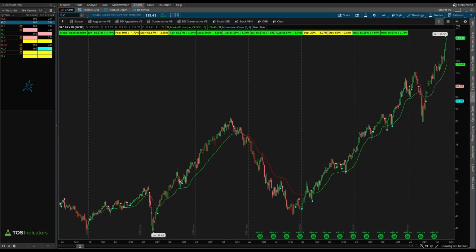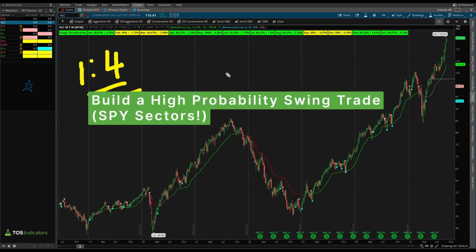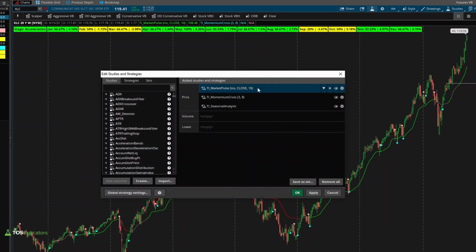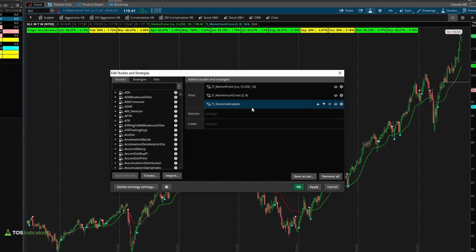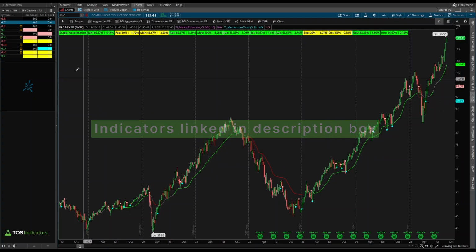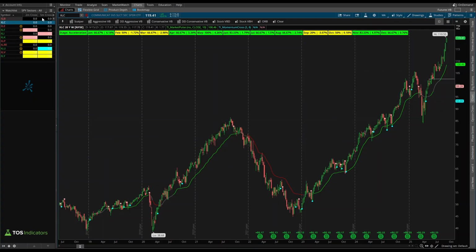In this video, I'll set up a trade in which you're risking 1 to make almost 4 with probabilities on your side. We'll be using only free indicators. I'll link all of them in the description box so you can follow along. There's 4 in total, 1 more beyond what you see here. The trades that we're going to focus on are inside of the major SPY sectors.